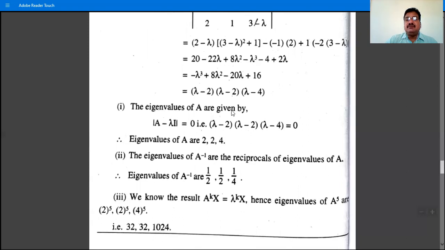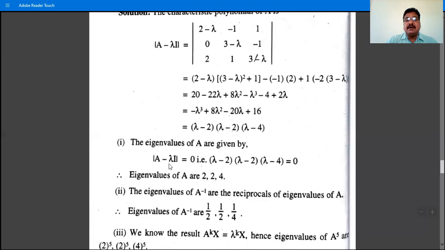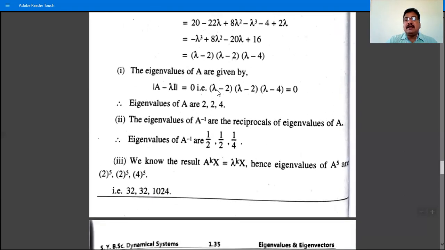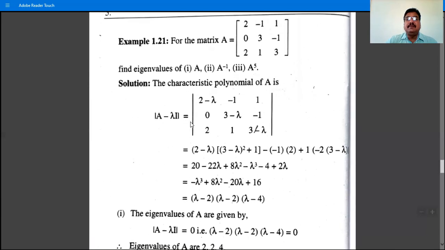And therefore the eigenvalues of A are given by the characteristic equation, determinant of A minus lambda I is equal to 0. That is, lambda minus 2, lambda minus 2, lambda minus 4 is equal to 0. And therefore the roots are what? 2, 2 and 4. So 2, 2 and 4 are the eigenvalues of the matrix A.